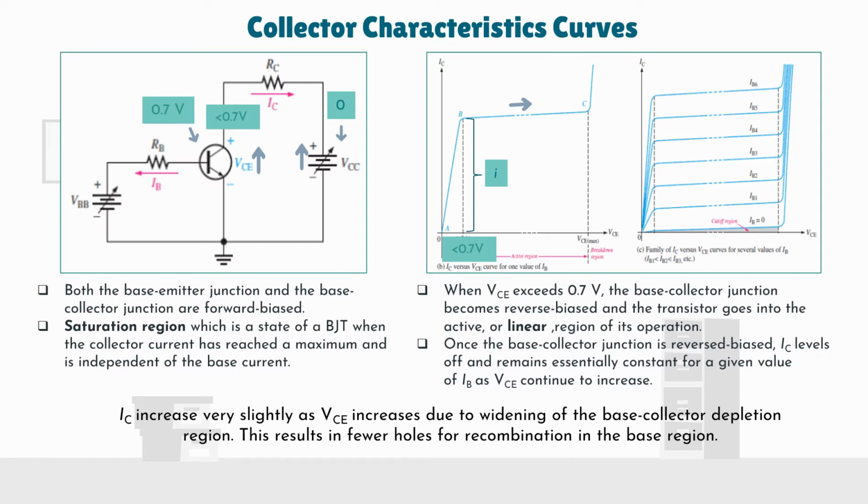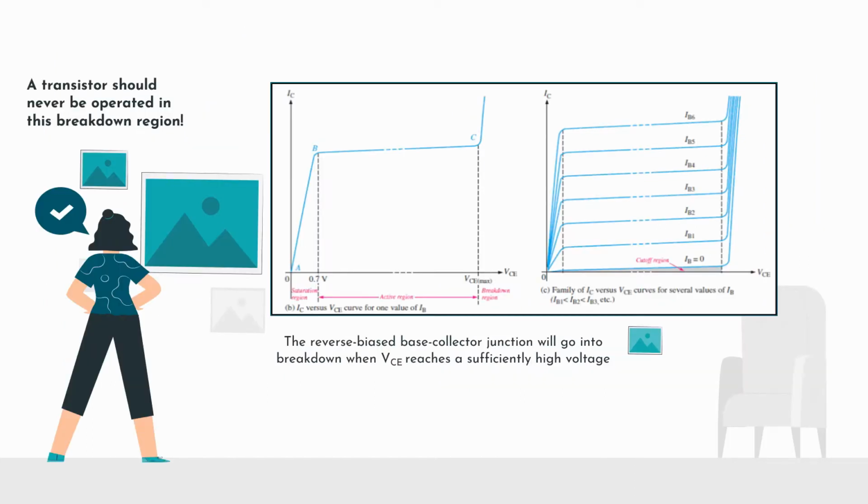Actually, IC increases very slightly as VCE increases due to widening of the base-collector depletion region. When VCE reaches a sufficiently high voltage, the reverse biased base-collector junction will go into breakdown. A transistor should never be operated in this breakdown region.